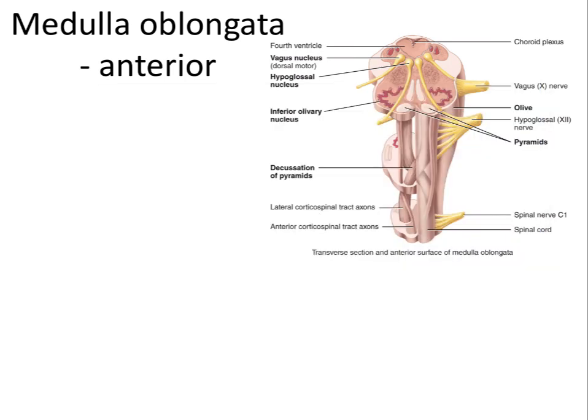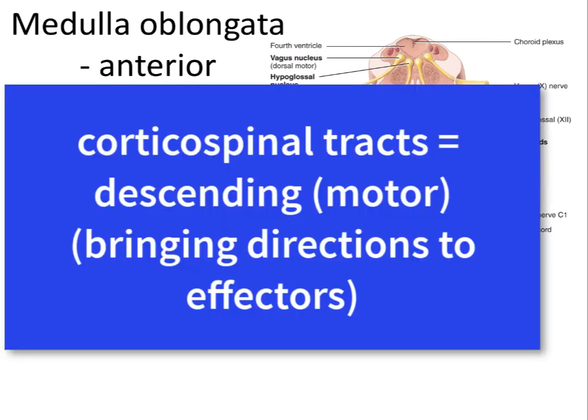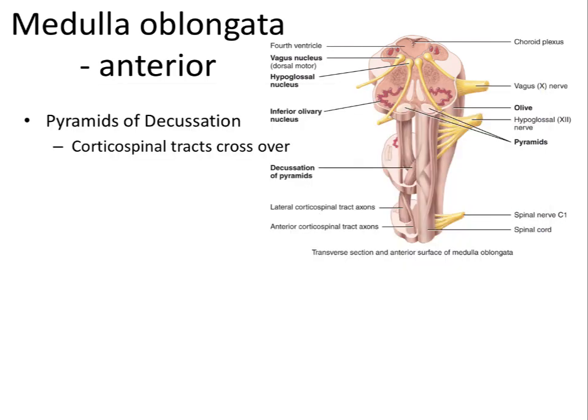On the anterior surface of the medulla, you can see bulges that protrude out. These are the corticospinal tracts, the descending motor tracts that control the voluntary movements of the limbs and trunk. 90% of the neurons in these tracts cross over in the medulla. This is called the pyramid of decussation.